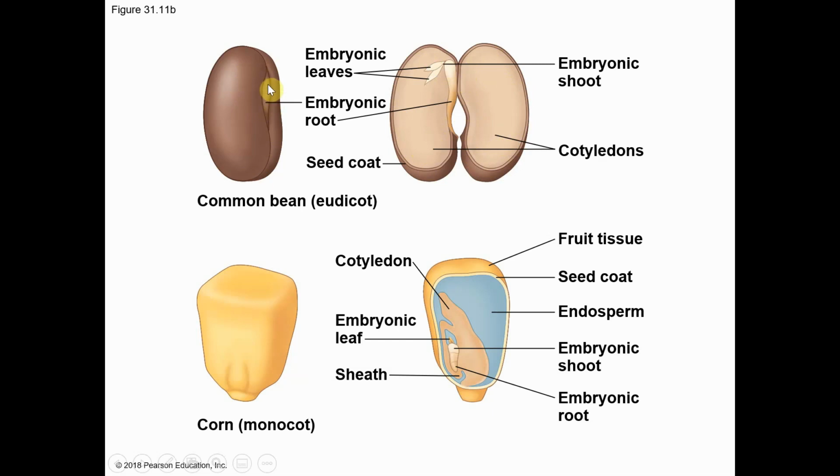And then in the center here, the root forms nearest that opening where the fertilization had taken place. Then the embryonic shoot towards the top. And then the first true leaves, the foliage leaves, are here. All right, and so that's a common bean.